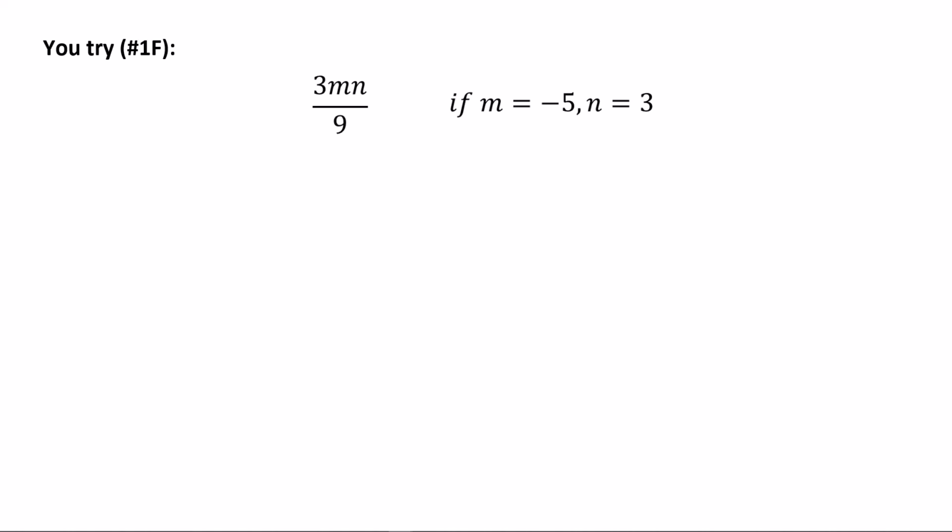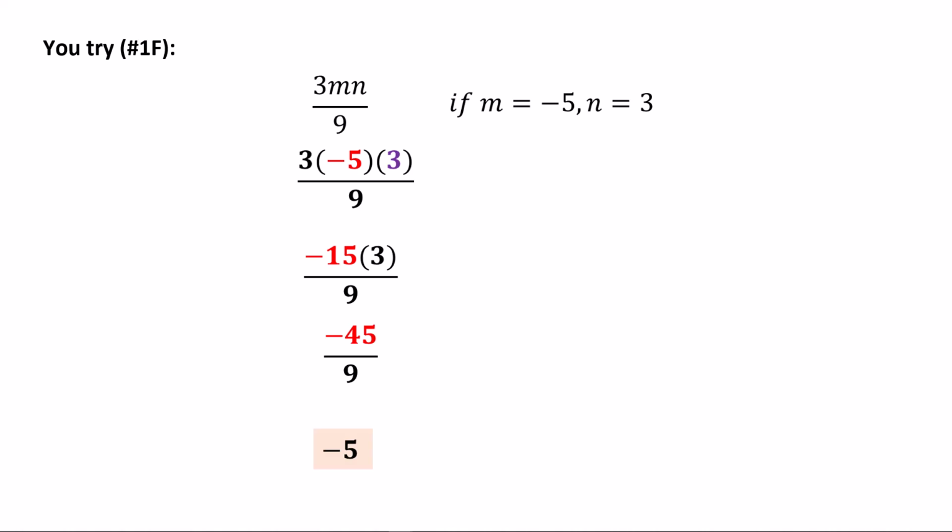Try this one. Here we have 3 times m times n over 9. m is negative 5, n is 3. We substitute both of those in, and we get 3 times negative 5 times 3 over 9. 3 times negative 5 is negative 15. Negative 15 times 3 is negative 45. Negative 45 divided by 9 is negative 5. Try these.